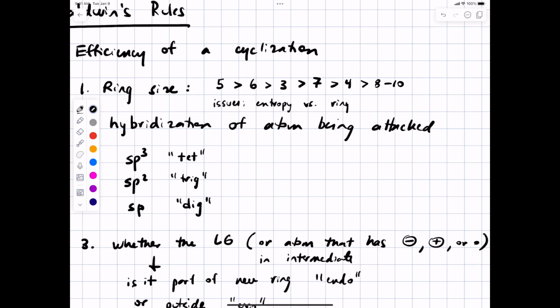Versus ring strain. And the reason we stop writing things down after 8 to 10 is rings that size are essentially not strained anymore. There are some ring strain issues that get introduced in the range of 8 to 10, what we call transannular interactions, groups across the ring actually bumping into each other. Okay.